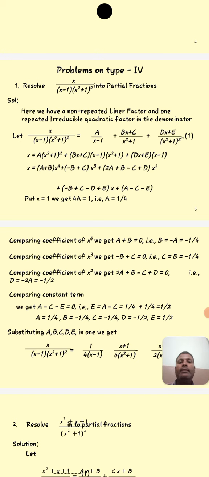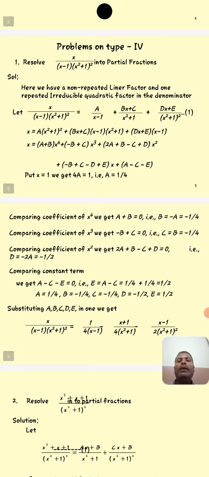Let x divided by (x minus 1)(x square plus 1) whole square equal to, x minus 1 is one linear factor, so we write A by x minus 1 plus, here the linear factor is completed. Now we see the quadratic factor, which is repeated here. So (bx plus c) divided by (x square plus 1) plus (dx plus e) divided by (x square plus 1) whole square.